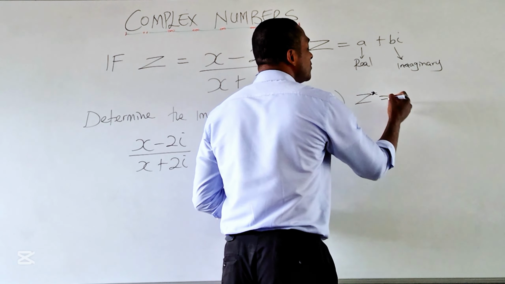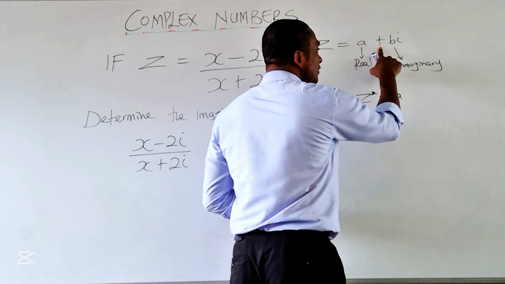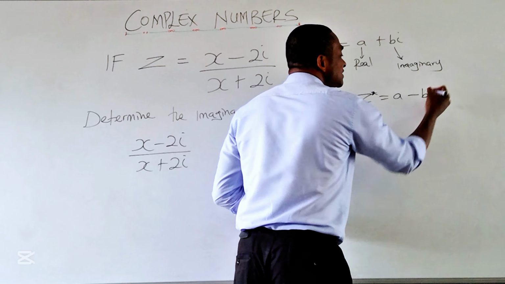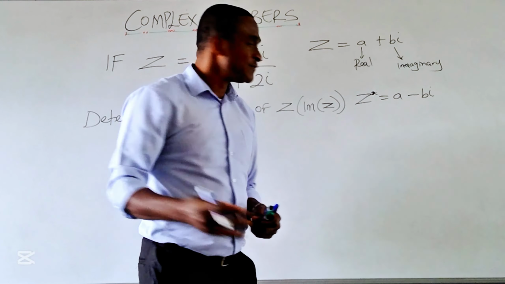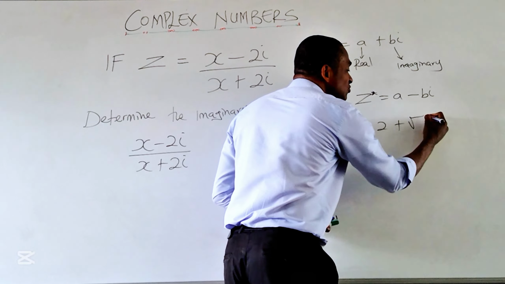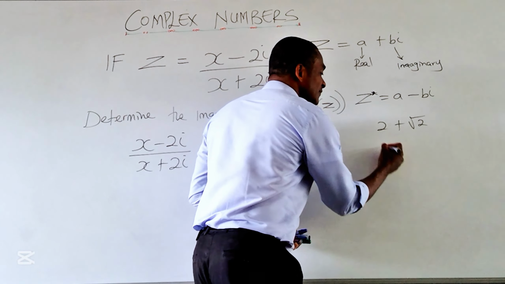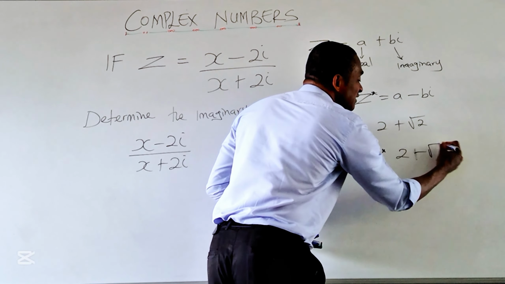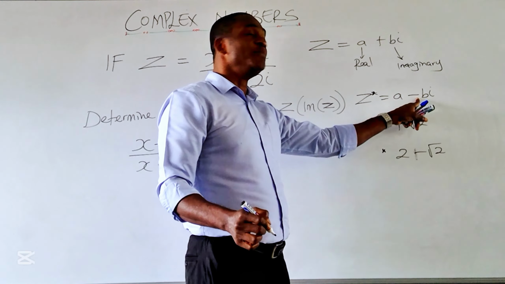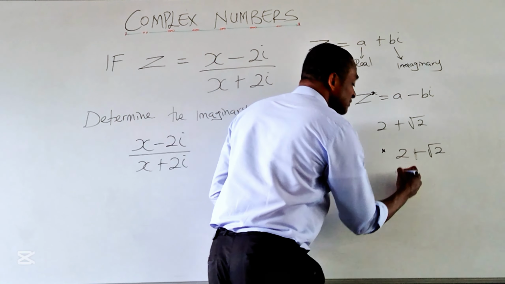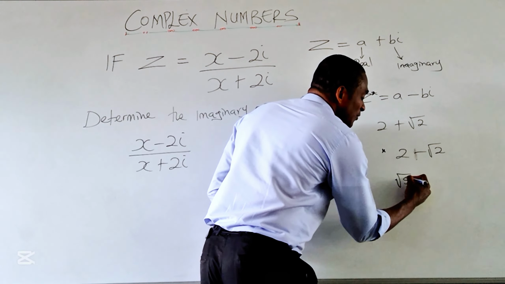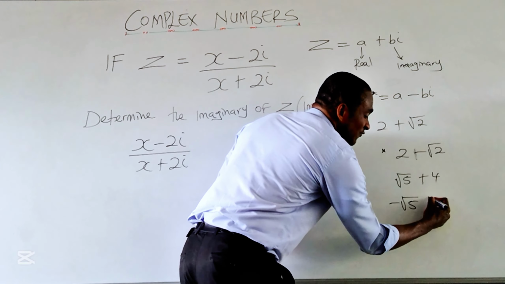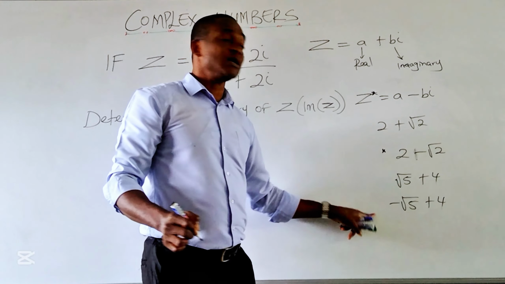The conjugate of a complex number or a surd: if the expression is a plus b, the conjugate is just changing the sign of the imaginary part. So even if it's a surd, if we have 2 plus root 2, change the sign. So the conjugate here will be 2 minus root 2. Please note, the conjugate is on the root or on the complex part, not on the number. So even if we have something like root 5 plus 4, the conjugate is on root 5, so we have negative root 5 plus 4. So please take note of that.